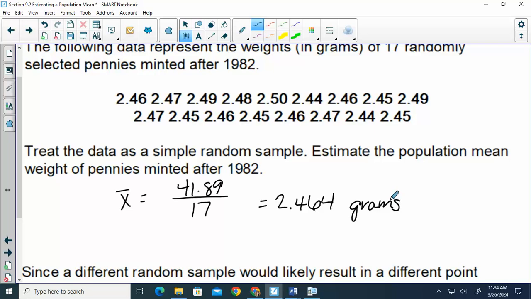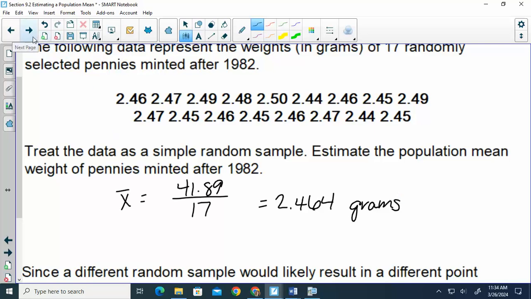So my sample mean is 2.464 grams. If I picked another 17 pennies, would I get the same mean again? Probably not, kind of like we talked about yesterday. Every time I take a different sample, I'm probably getting a different proportion. So just saying the average weight is 2.464 grams is probably not right. If we want to be more accurate, we have to give a range of values. We have to say it's going to be between these numbers.